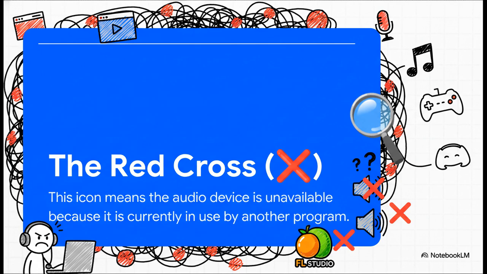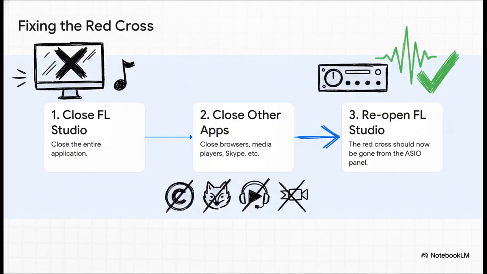But why? Well, it's because some other program on your computer has its claws in your sound card and just refuses to let go. It could be Chrome with a YouTube tab open, it could be Spotify, it could be Discord, anything. FL Studio is trying to use it, but the line is busy. So, how do we fix it? It's actually super simple. Here's the game plan.